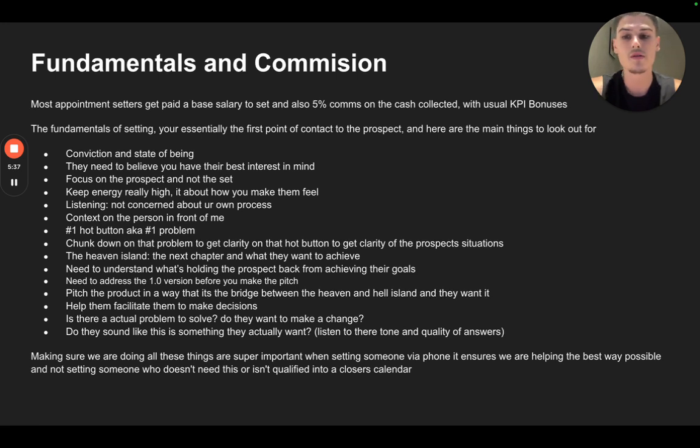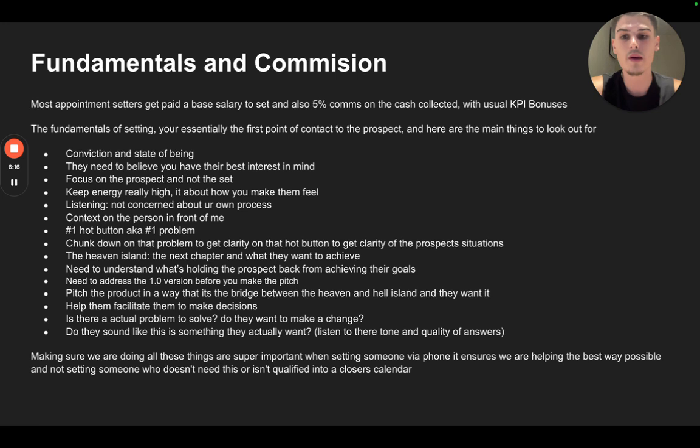You need to understand what's holding the prospect back from achieving their goals, right? You can touch on this slightly. You need to address the 1.0 version before you make the pitch, right? Because everyone comes into a sales system with a 1.0 version of themselves. So they come in and they've got their own belief systems and whatnot, and you don't need to change their belief systems on a set call. The closer will do that, especially B2C. But you want to make sure that by the end of the set call, they are feeling like their 2.0 version of themselves on the other end.